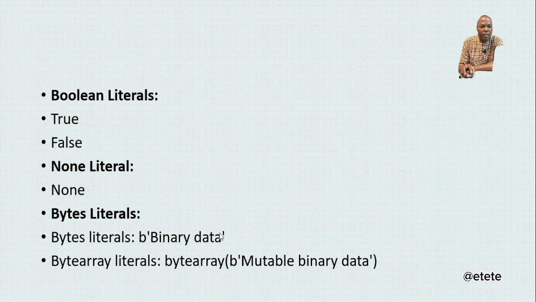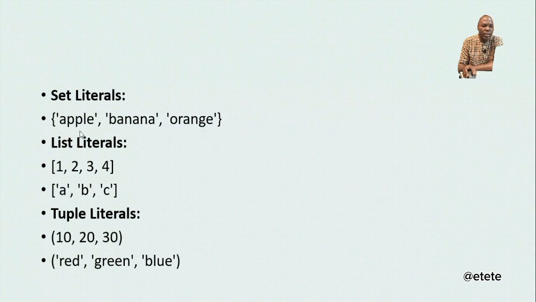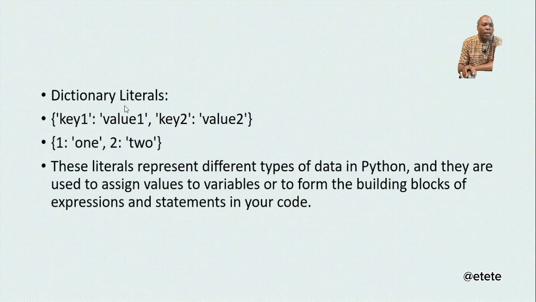Byte array literals, we have set literals. We've seen this when we were doing the set data type. List literals, we've seen this in the list data type. Tuple literals. Now, dictionary literals. These literals represent different types of data in Python, and they are used to assign values to variables or to form the building blocks of expressions and statements in your code.